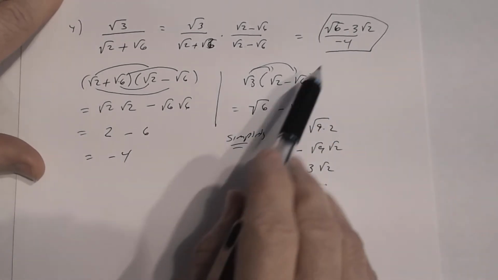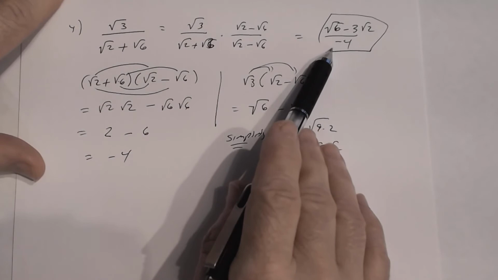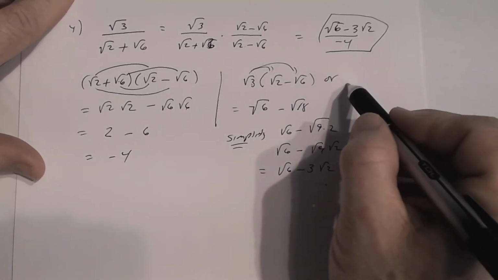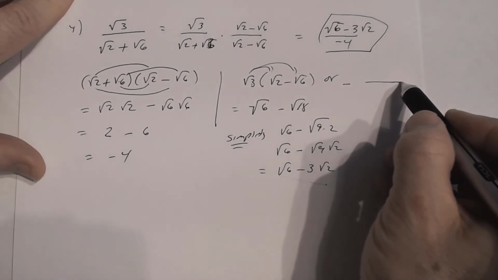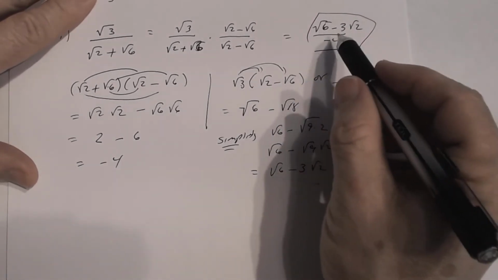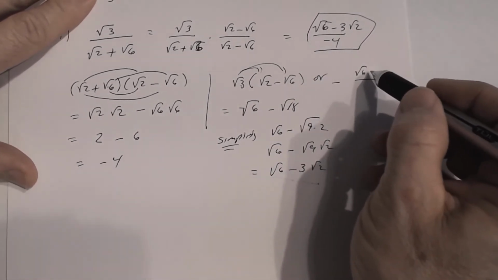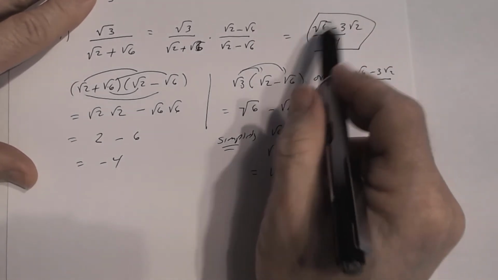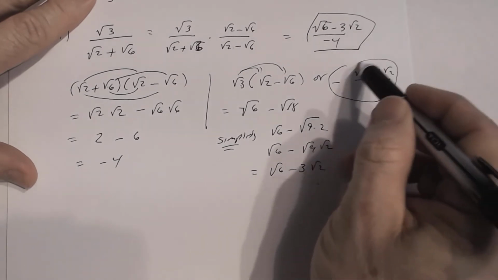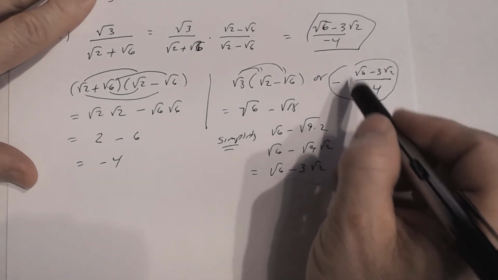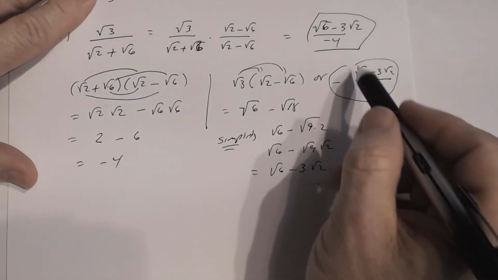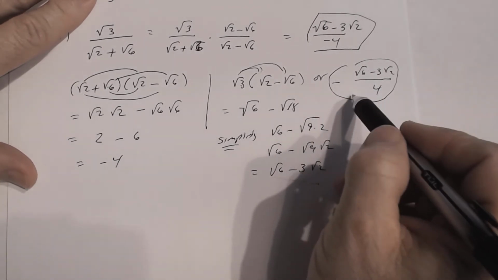Okay? Now let me just say this. See how I have a negative in the denominator? You could, if you wanted to, have written it like this. You could have said negative, and then your fraction would be just the numerator, square root of 6 minus 3 square root of 2, divided by the denominator. So this means the same thing as this, just as long as you have that negative in front. You see how it looks? The negative symbol's in front of that fraction right here. Okay? All right.